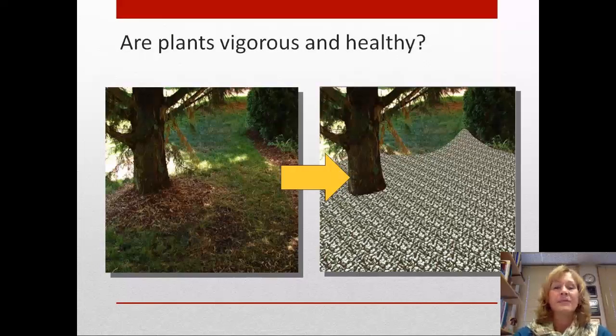Another question to ask relative to the plants is whether or not they're vigorous and healthy. The image on the left shows very thin turf grass growing underneath a dense canopy of shade. Oftentimes, turf grass doesn't do well when it's growing underneath shade trees because there just isn't enough sunlight that gets down there. As a result, you end up with thin turf. It doesn't look particularly good, and it opens it up to weed infestation because the turf grass isn't healthy and thick enough to outcompete the weeds.